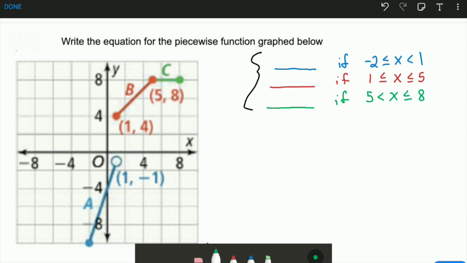Now we just have to write the equation for each piece, and we're going to do that in y equals mx plus b form. So, starting with the blue piece, we need two things: the slope and the y-intercept. For slope, we're going to use rise over run. So just pulling out some points, I'm going to use this one, and I guess I'll just use this one down here because they are clear points that I can definitely use.